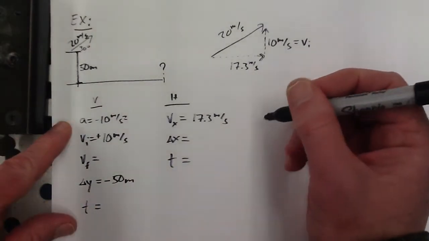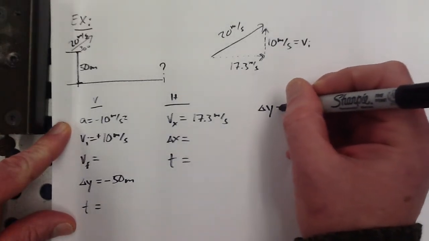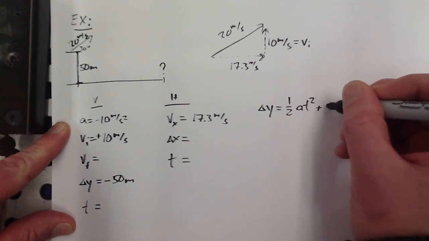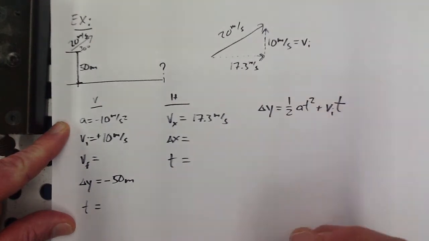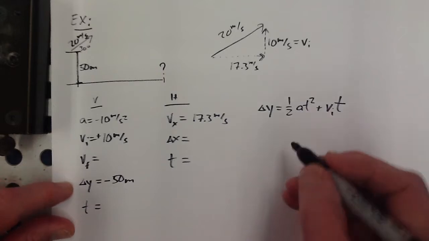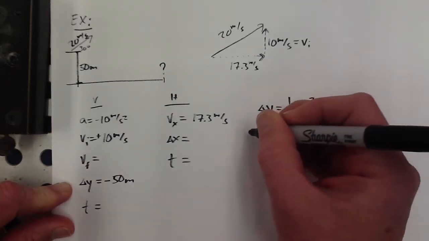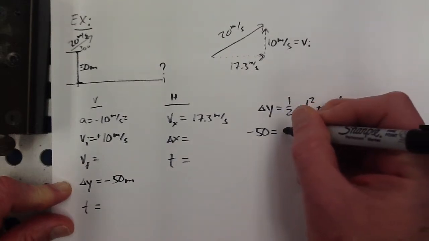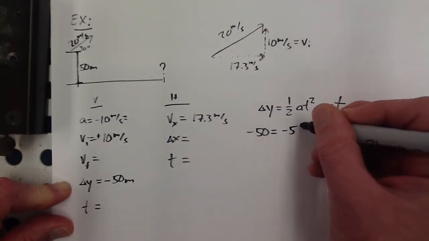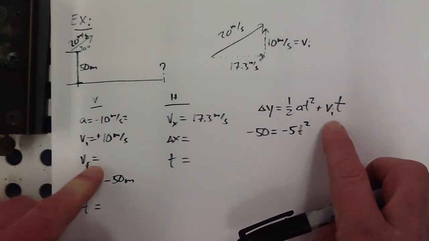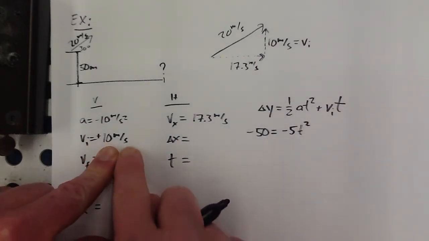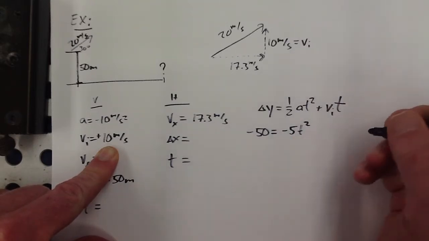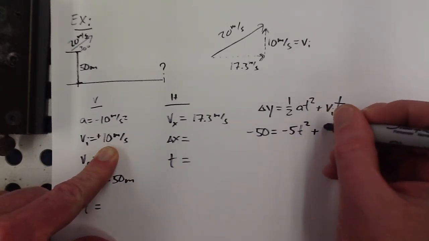So to find that time, I'm going to use this equation. I'm going to write down that equation first. Minus 50 is equal to 1/2 times a, negative 5, just like it always is. And then VIT. In all of our horizontal launch problems, this was 0, right? Because my initial vertical velocity wasn't any. And now I've got something there.